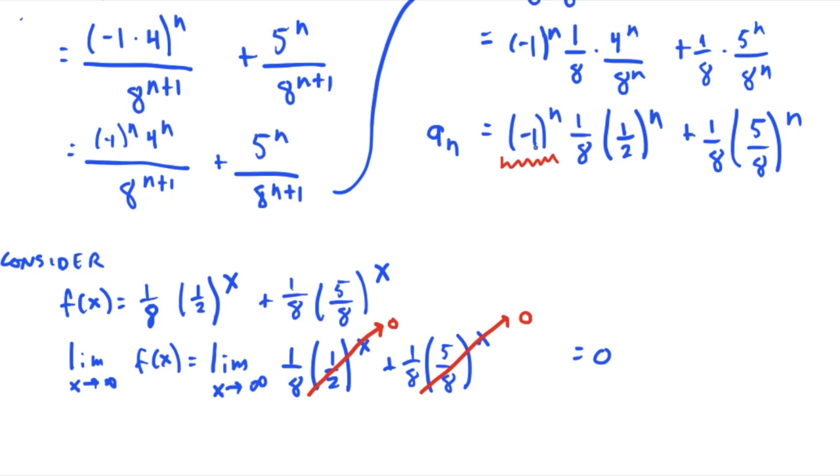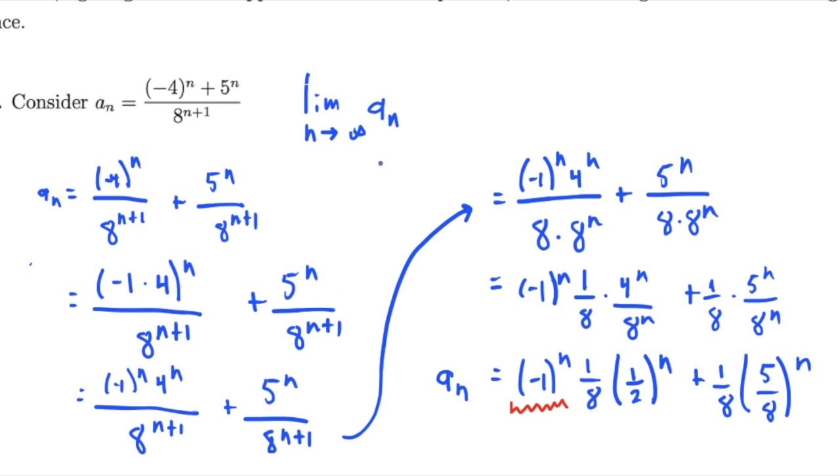So the fact that this first term is going to alternate won't change the fact that this overall sequence will converge to 0. So based on this little work here with a kind of slightly modified f of x, I think I can conclude that my original limit will be 0.